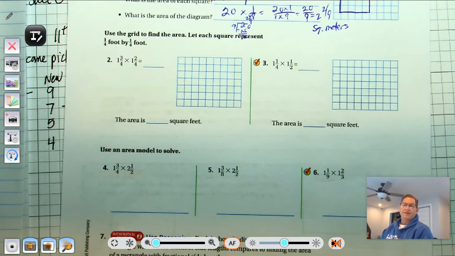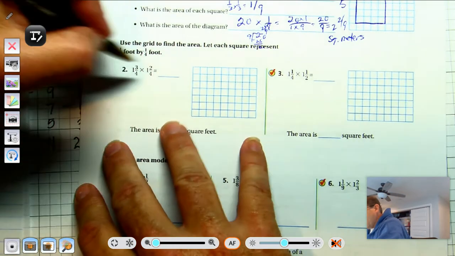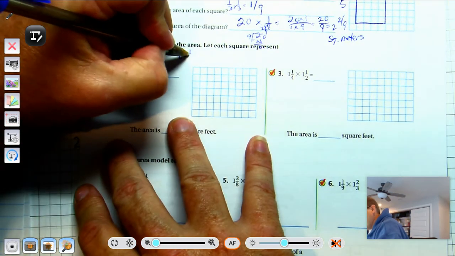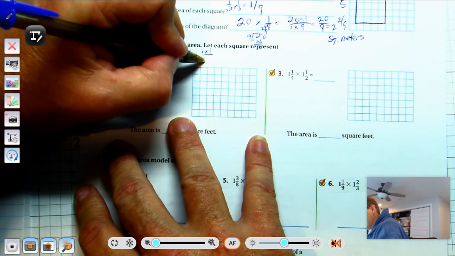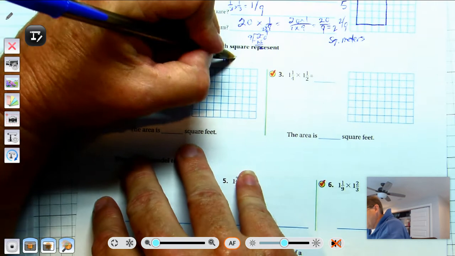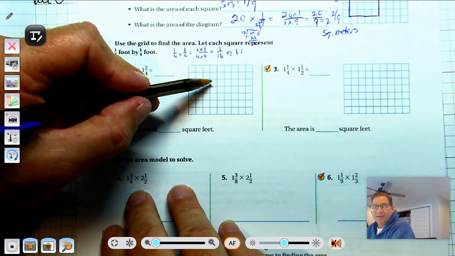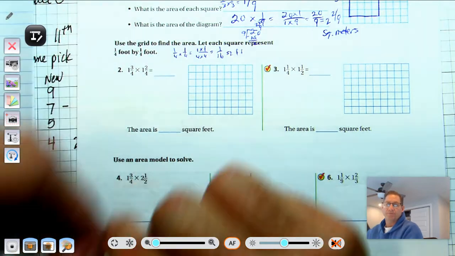Use the grid to find the area and let each square represent 1/4 by 1/4. So if it's 1/4 by 1/4, that means each square is going to be 1/16 square foot. So each of the squares in this model will be 1/16 of a square foot.